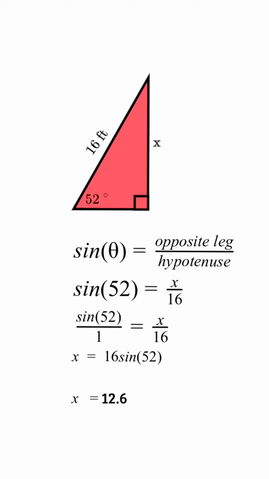So what we're going to do is put the trig function over 1. And that allows us to do some cross multiplication to figure out the value of x. So now that we have this equation, let's cross multiply.